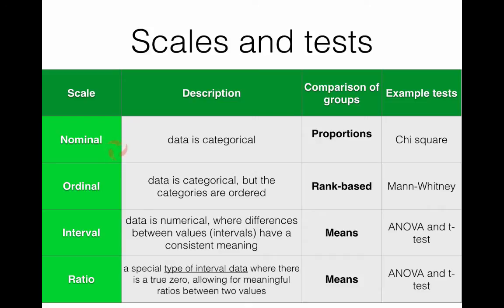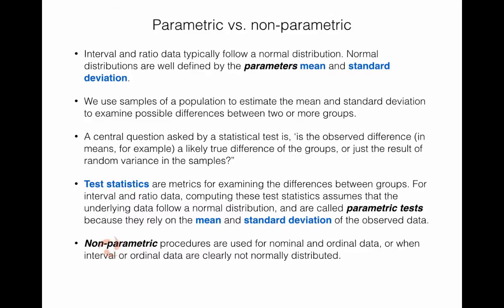To compare samples measured on an ordinal scale, we use rank-based tests such as the Mann-Whitney rank sum test. To compare samples collected on an interval or ratio scale, means are typically compared using ANOVA for 3 or more groups, followed by t-tests for pairwise comparisons. The measurement scale and characteristics of the data's distribution contribute to our selection of an appropriate statistical test.